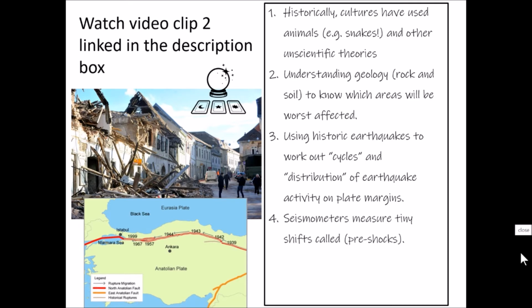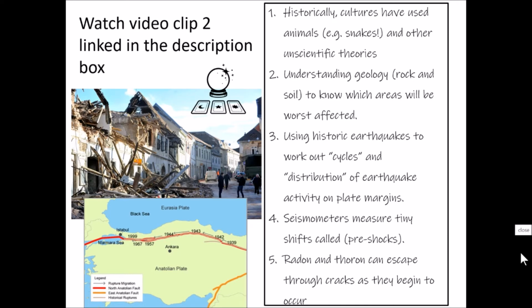We also think that with some earthquakes, as the ground is starting to snag and build up pressure, you can sometimes get tiny shifts in the ground itself. So we use seismometers to look for these pre-shocks, as they're called. You might have heard of aftershocks, which come after the big earthquake itself, but pre-shocks are generally harder to spot. But if you've got the right kit, then sometimes you can spot some which may be suggesting another bigger earthquake is about to happen.